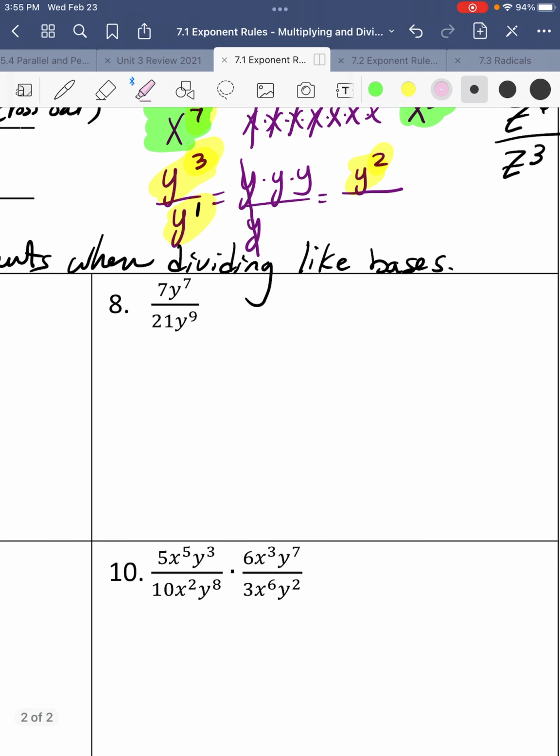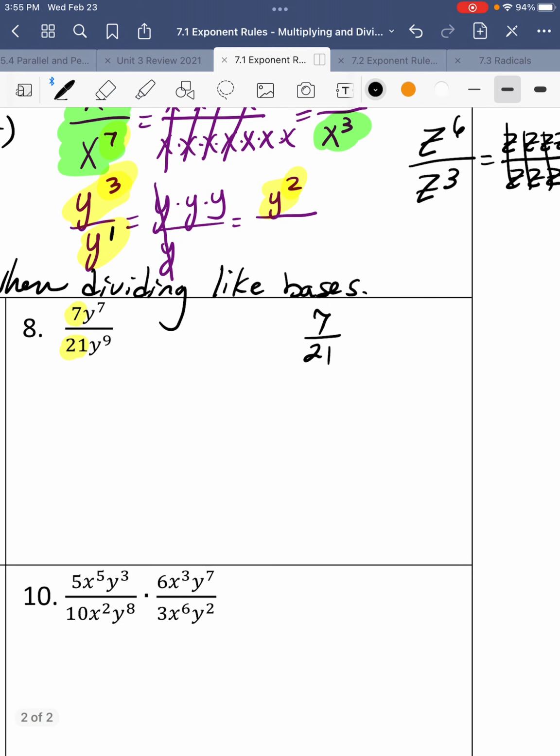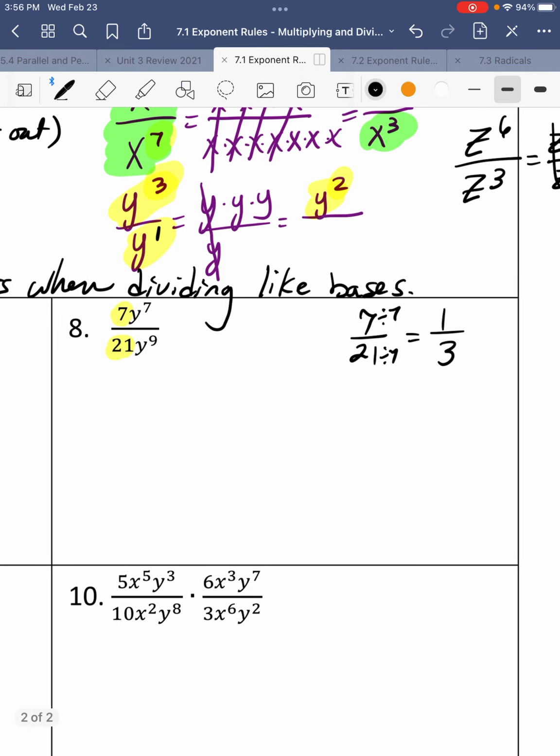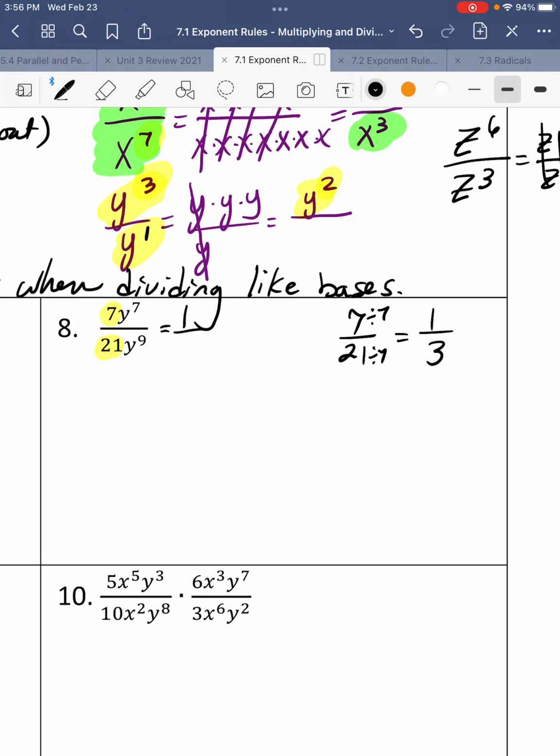Next, here we have coefficients 7 over 21. We can reduce that fraction. Think about it, 7/21. Reduce that fraction like in 5th grade. We can divide the numerator and denominator by 7. It gives you 1 over 3. So that's where I'm going to start. 1 over 3.